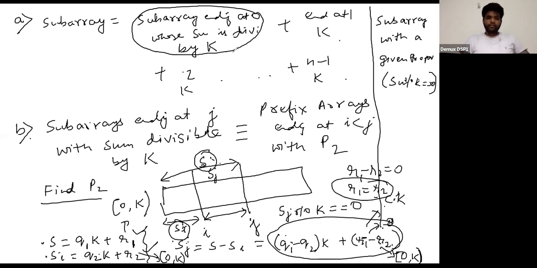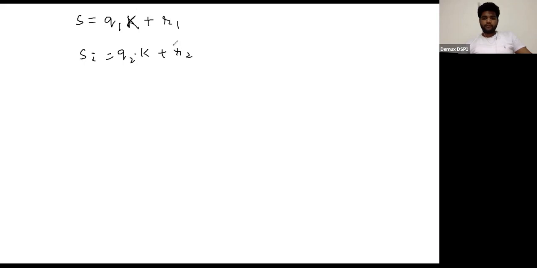Right? So, okay, if this is clear to you, now let's shift gears. Now see, the actual problem is a little more involved than that. We wrote S is basically Q1 into K plus R1, and Si is Q2 into K plus R2. The problem here is that S and Si can be negative.